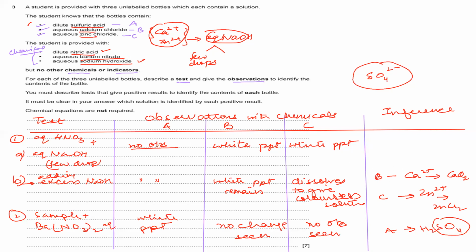So the best way is to draw it in the form of a table rather than writing it down in the form of a paragraph, because it gives a clear picture to the examiner of how clearly you have the concept of identification of cations and anions.